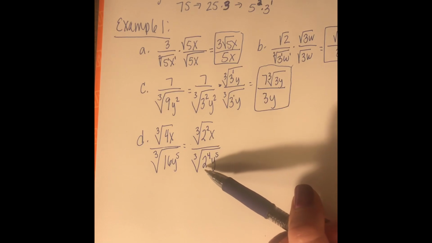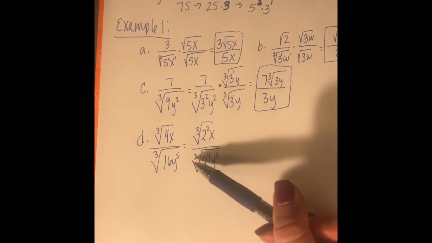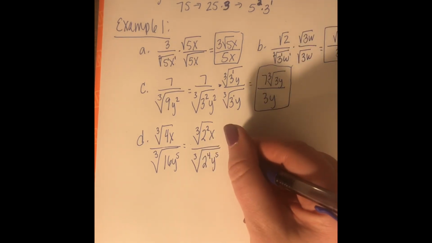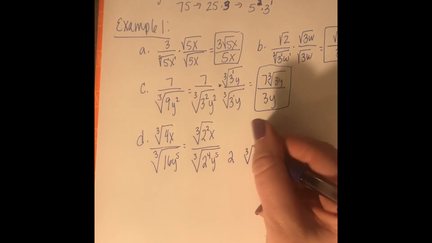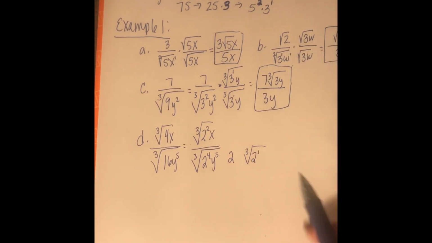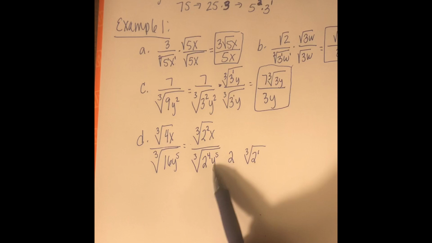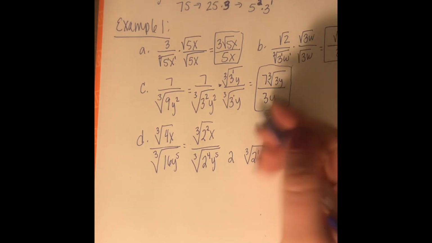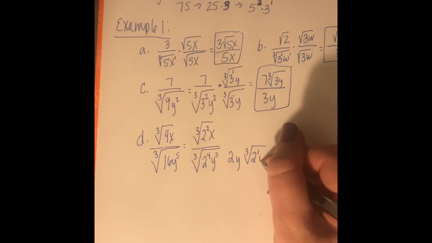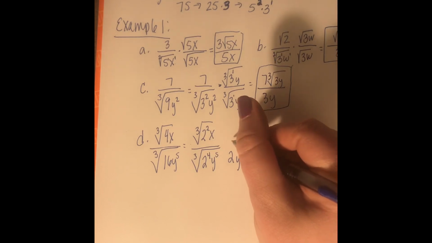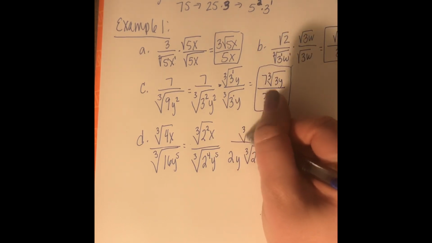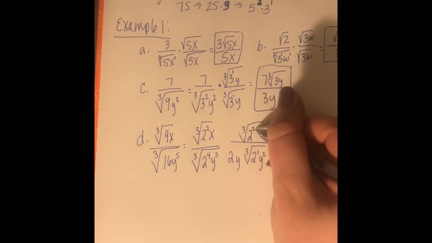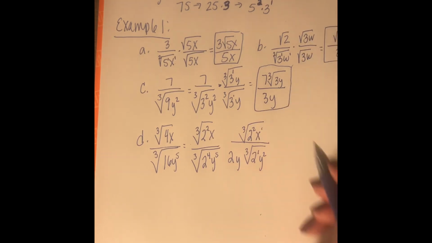If I have 4 groups of 2, how many groups of 3 can I take out? 1. And there are 1, 2 left over. How many groups of 3 can I take out of this group of 5 y's? I can take out 1, and I'm left with 2 left over. The numerator does not simplify because we need groups of 3. We only have a group of 2, and technically a group of 1.